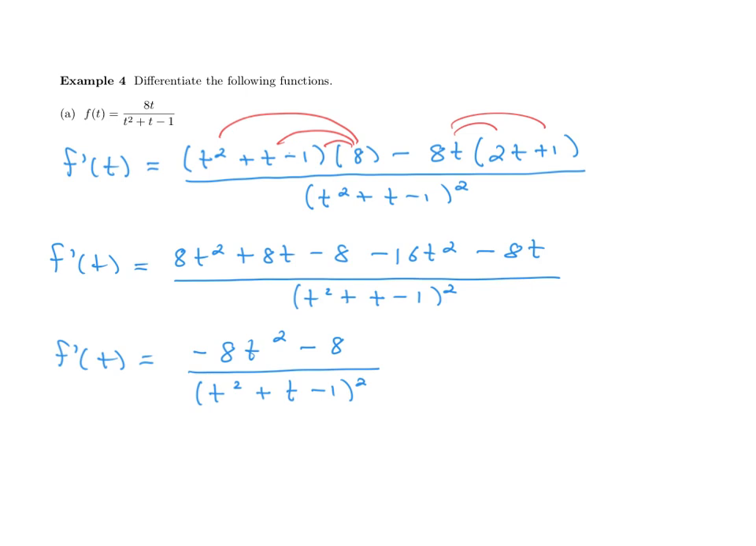And I do see that in the numerator, you could factor out a negative 8. So maybe we could write it like that. Factor out the negative 8. We're left with t squared plus 1, which cannot be factored. And then we also have t squared plus t minus 1, all squared. I think either of these answers is fine. And that is it.